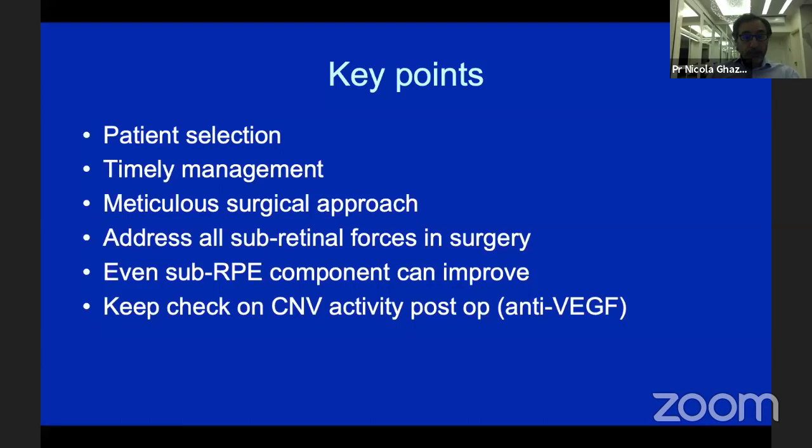A meticulous surgical approach is also important as described. You want to address as many of the subretinal forces as possible, again, as I described. And most importantly, this is an ever-active disease. Removing the hemorrhage is not the end of the story. You need to control the activity of the CNV post-operatively. And these patients frequently require anti-VEGF therapy after surgery.